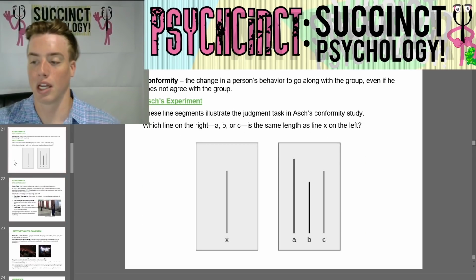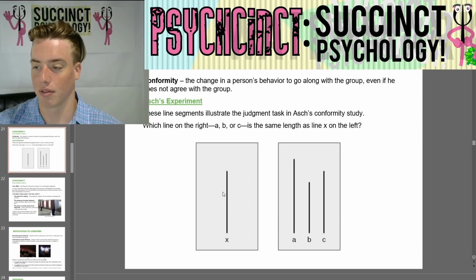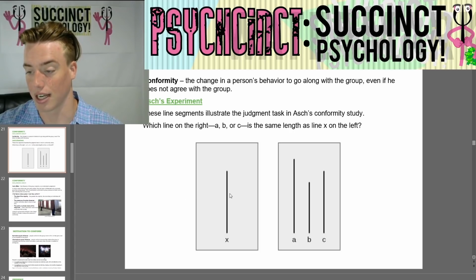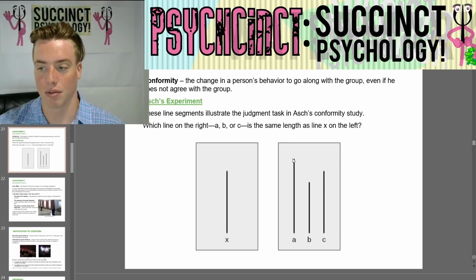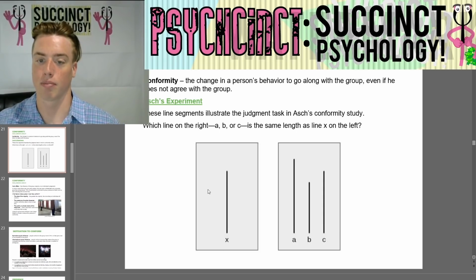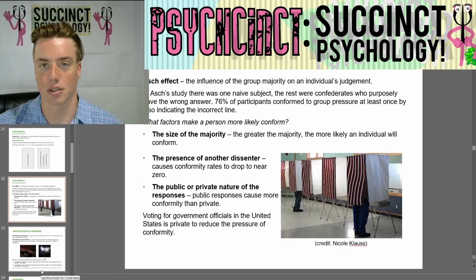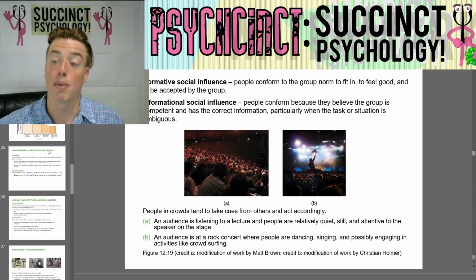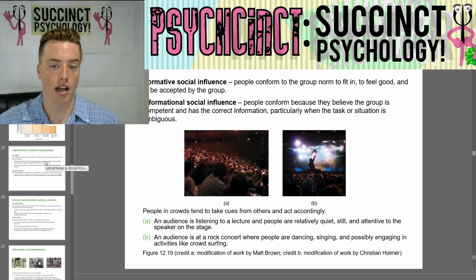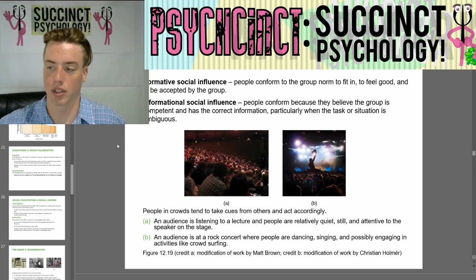So for example, in the experiment, you can tell if you look at it that line C is the same length as line X. But if you were in a large crowd and everybody was saying that line A was the one, you might conform and say, okay, yeah, line A is the one, because everybody around me is saying so. So, motivation to conform. Well, actually, we will finish up this.